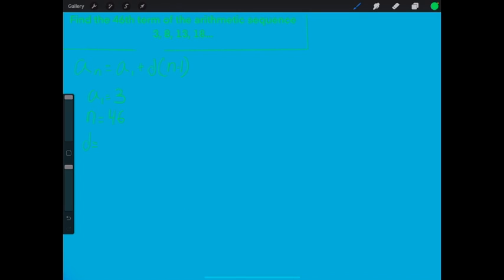It doesn't tell us the rate of change. How are we supposed to find that out? Well, what I would do is subtract 3 from 8. When I do that, I get 5. We can double check that with the next number in the sequence. 8 plus 5 equals what? 13. So yes, we know that the rate of change is 5.